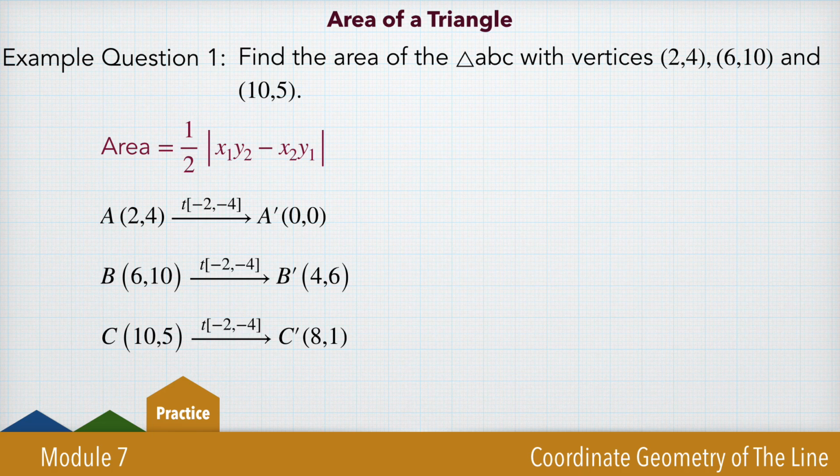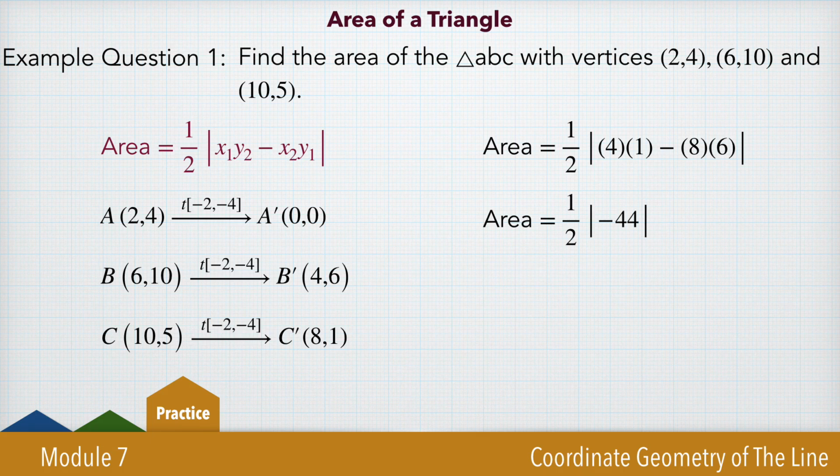We can now substitute the image points B and C into the area formula. Tidying up gives us a value of -44 in the absolute brackets, which we will change to +44 and remove the absolute brackets. Simplifying gives us an area of 22 units squared.